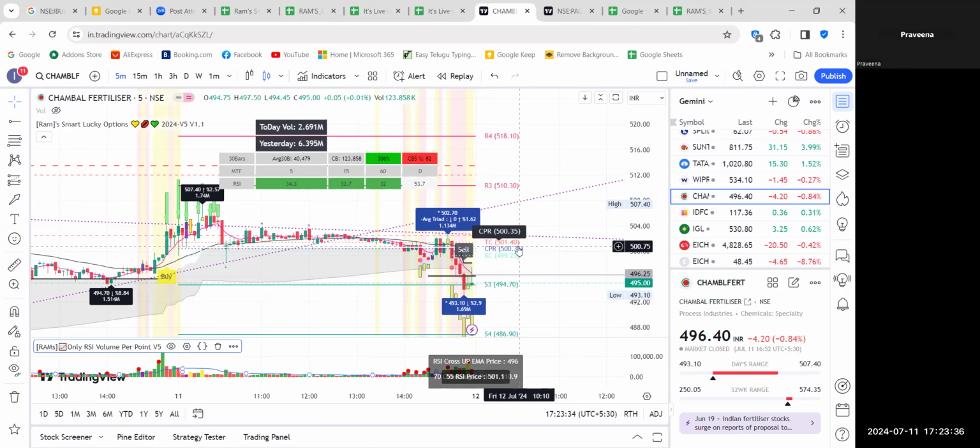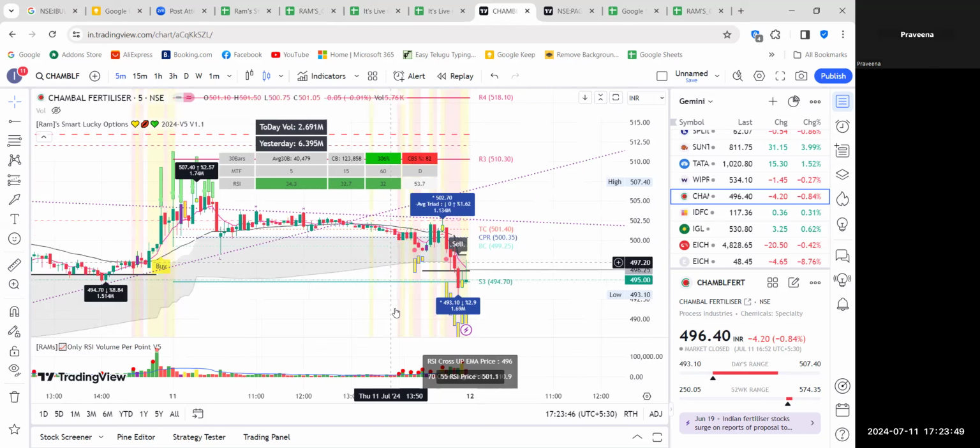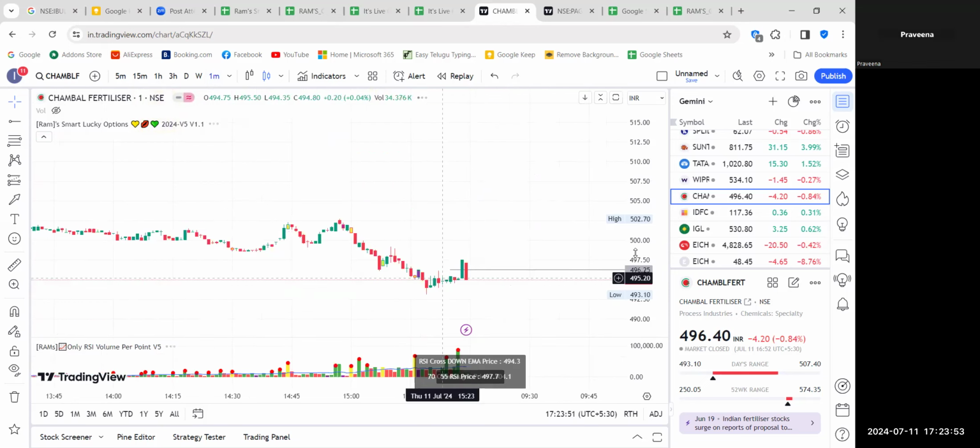fulfilling all the scenarios we consider for taking an entry. In different methodologies, it is fulfilling the setup, that is, it is going to be the entry. So let's see in a 1 minute time frame.